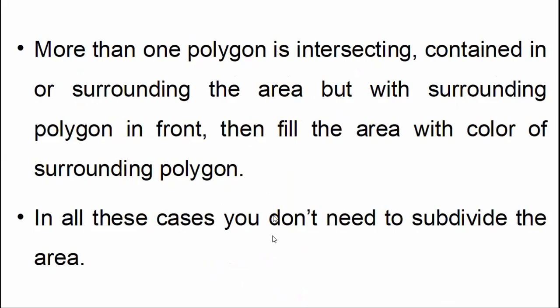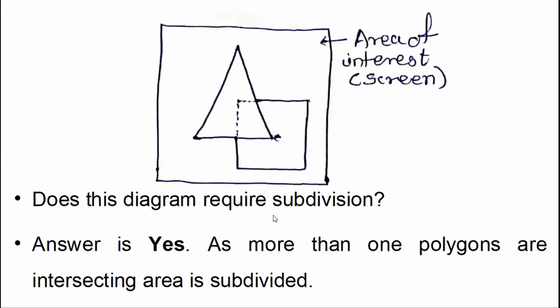So up till now, in all the cases that we have seen, there is no subdivision required at all. But the name of this algorithm is what? Area subdivision algorithm. Now consider this diagram. This is the area of interest, this square part. And in this area of interest, there are two polygons and they are intersecting each other.